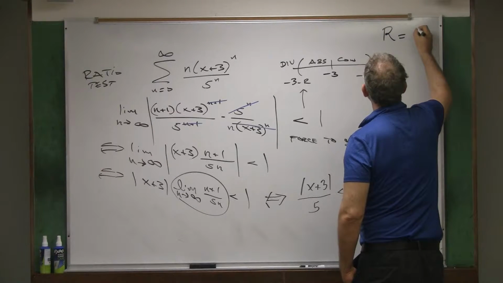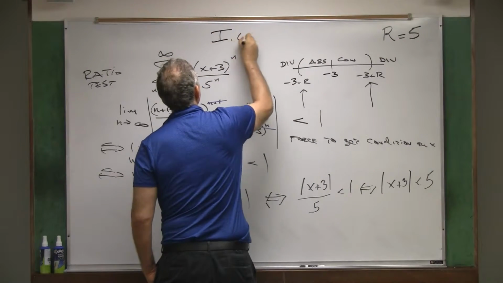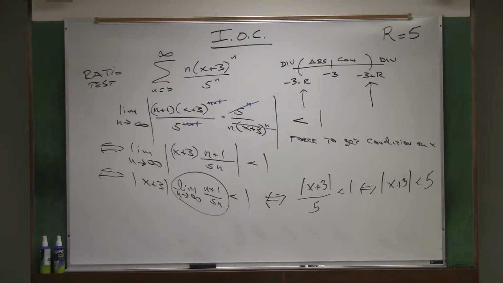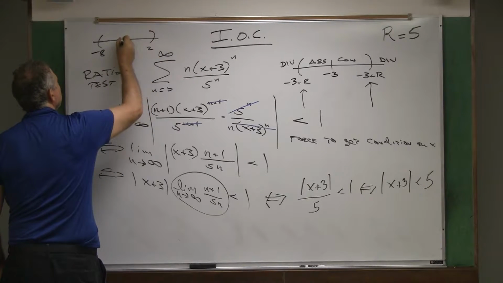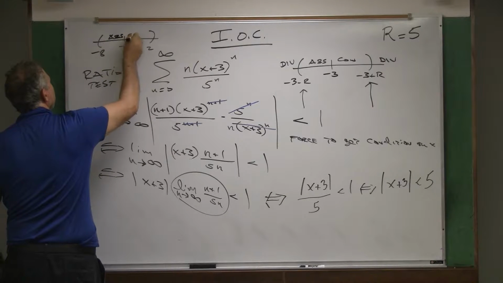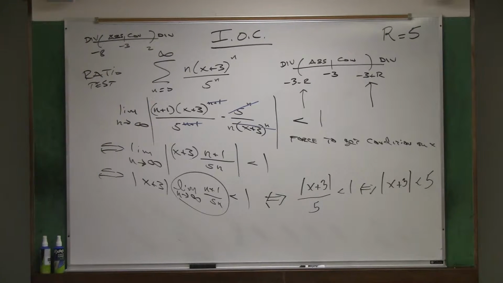So we can write that down. Our R is 5. Now we're interested in our interval of convergence, our IOC. Well, we know we're looking at somewhere in between -8 and 2, right? So we now know that between -8 and 2, centered at -3, we've got absolute convergence. Outside we've got divergence. The only 2 points we don't know about are 2 and -8 themselves. You have to check them.